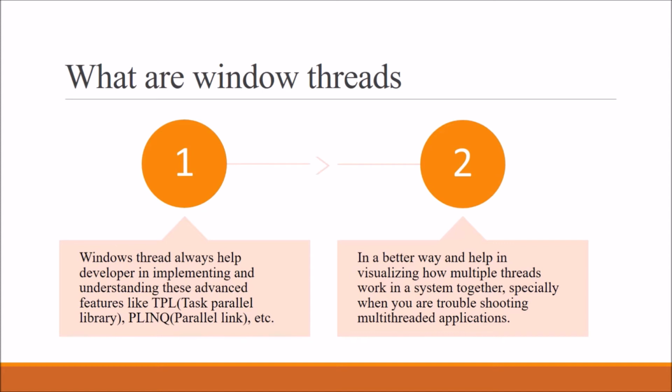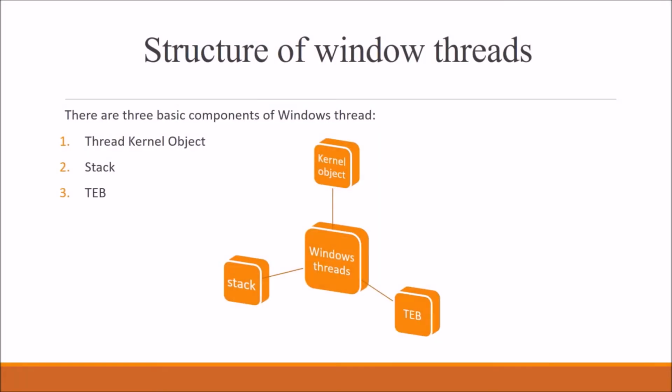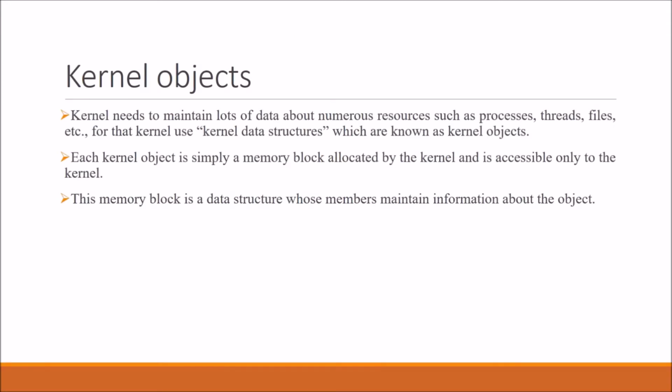Going to the Windows threads components, there are three components that are basic for Windows threading, and those are thread kernel object, stack, and TEB, or simply thread environment block. And we learn about these components in detail. Going to the first component, that is thread kernel objects.